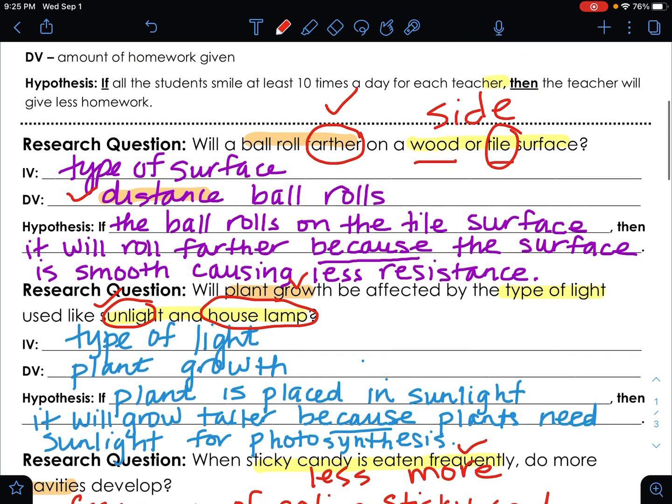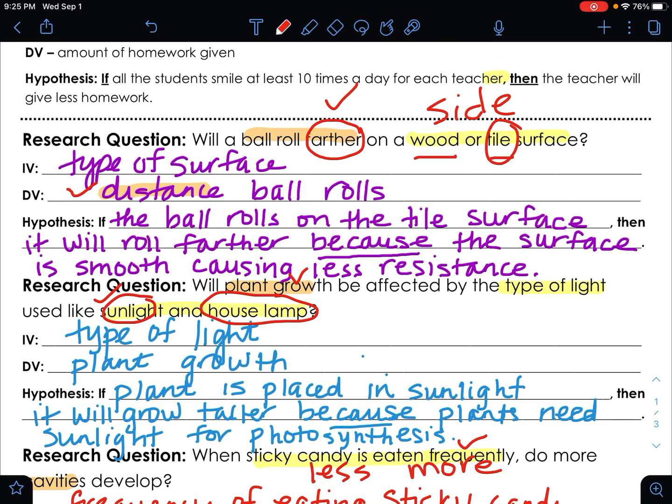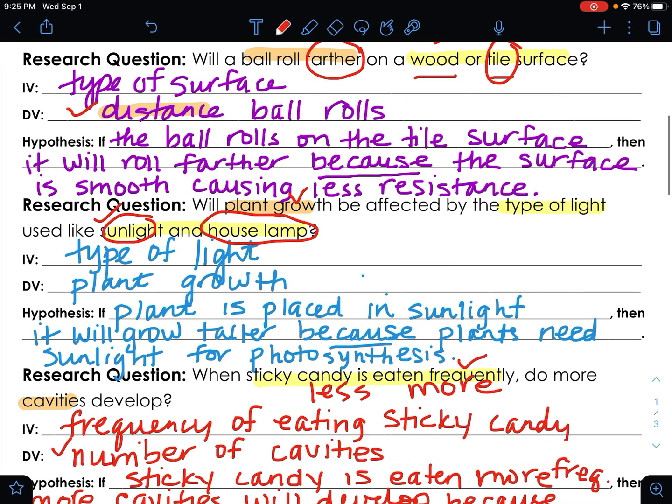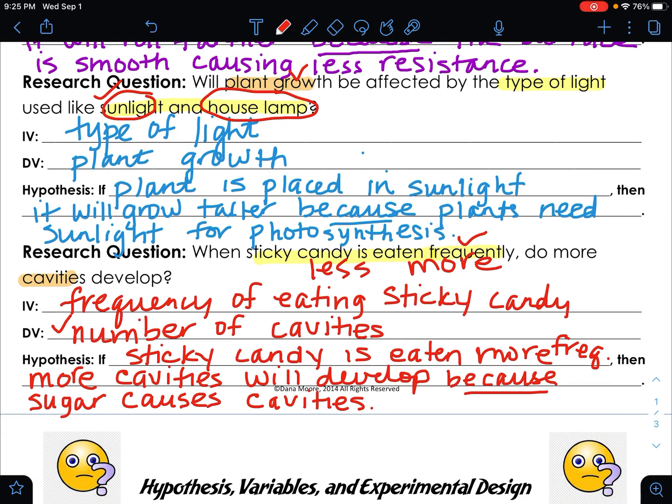So you are able to pick up your independent and dependent variable from your testable question. And when you write your hypothesis, your if is your independent variable, your then is your dependent variable, and your because is your why. You know, you've done a little bit of research because we know a hypothesis is an educated guess. All right. So you do need to kind of do a little bit of research on the topic if you don't know anything about a wood or tile floor or sunlight and what kind of light a lamp might give or how cavities develop.